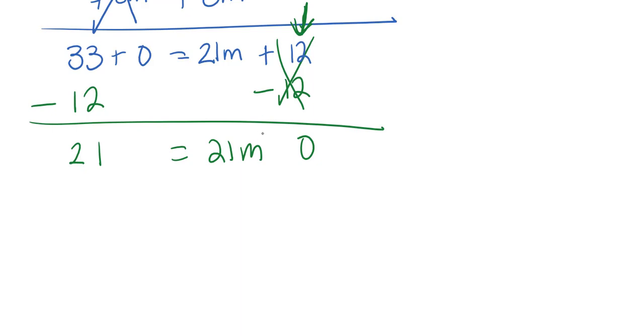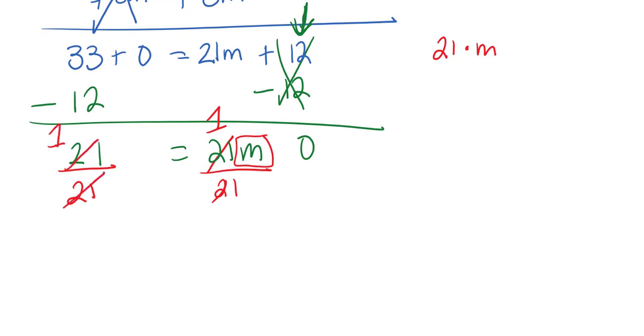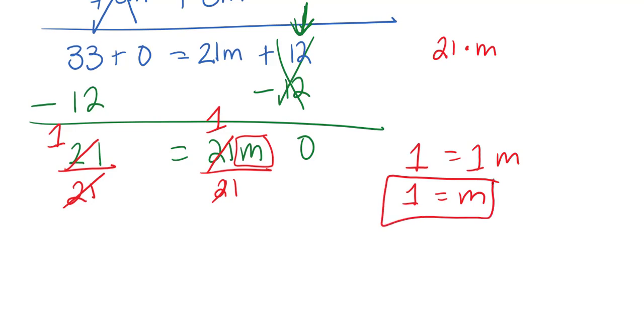So how do we solve for m? Well, 21m is really 21 times m. So in order to get rid of this multiplication of this 21, we're going to divide by 21 on both sides. So this just becomes 1. Now 21 divided by 21 is also 1 on both sides. So we have 1 is equal to 1m, which is really just 1 is equal to m. So that's what our variable is equal to.